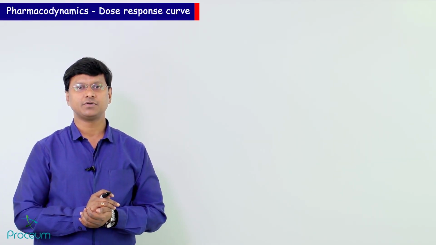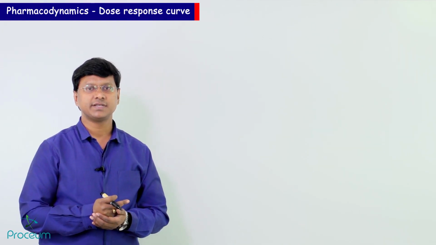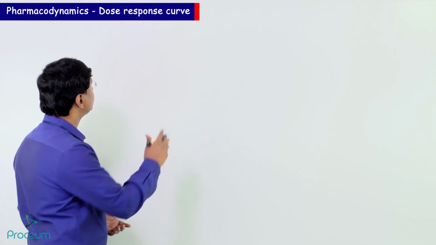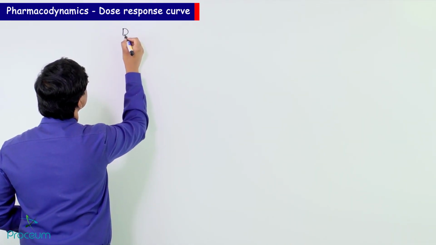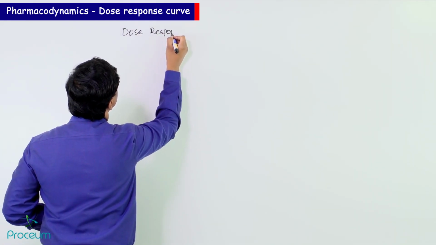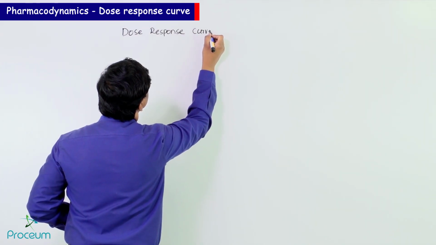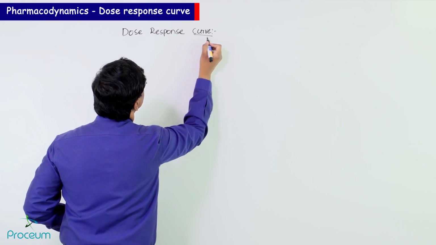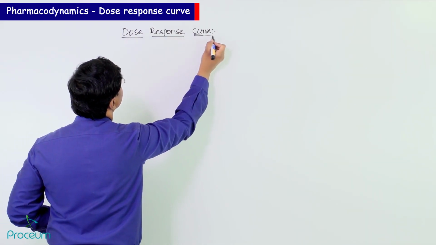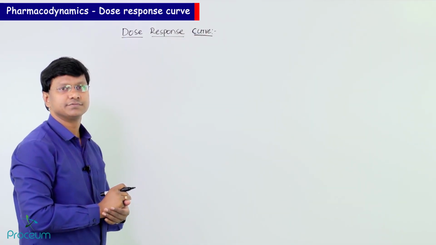Now within general pharmacology, after having discussed the types of receptors, let me discuss the next topic in general pharmacology, that is the dose response curve. So the next topic for the discussion is the dose response curve. Right, the dose response curve.